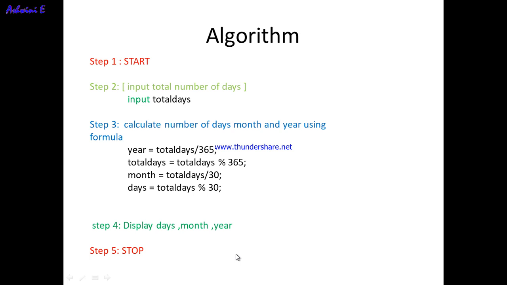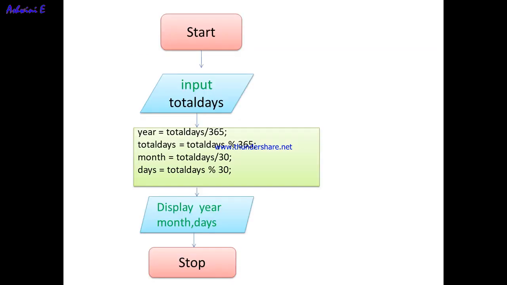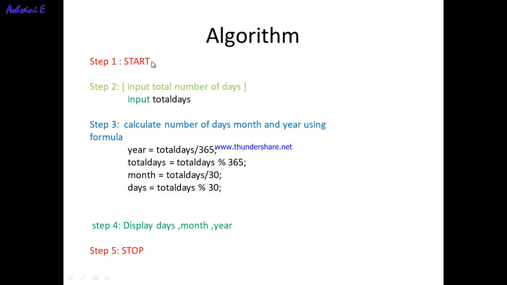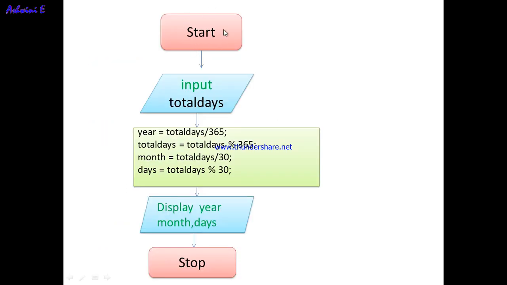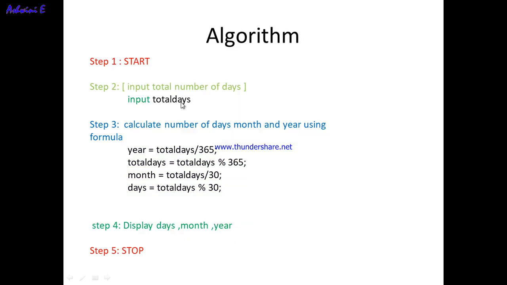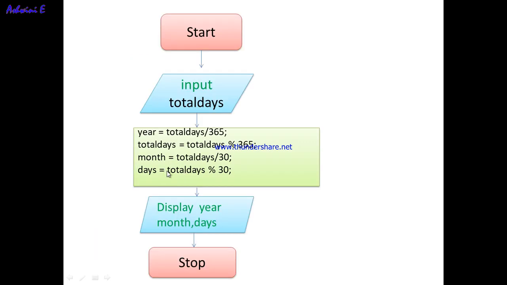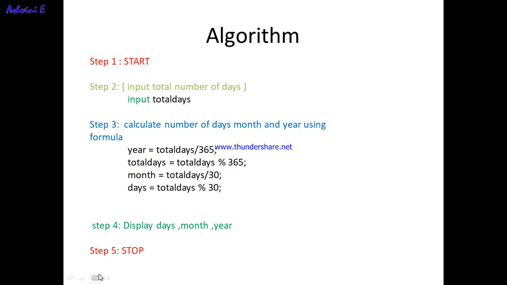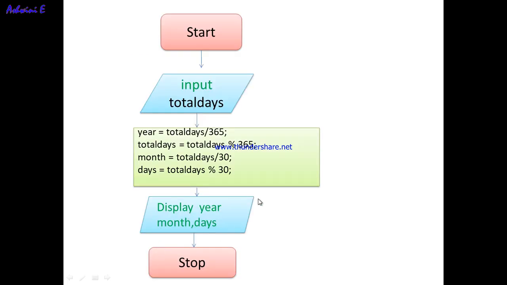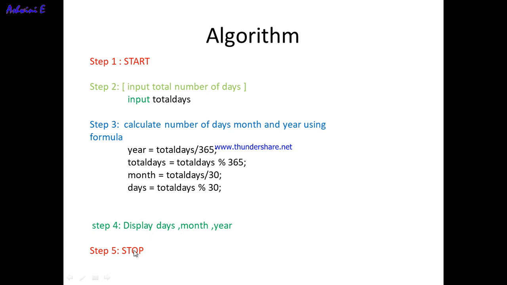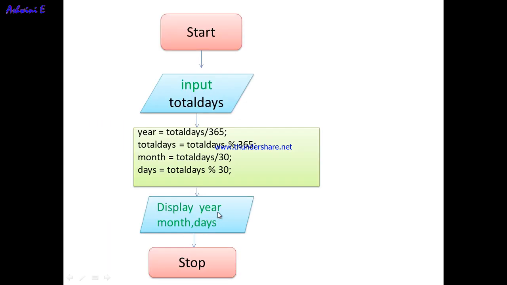So this is the algorithm. Now you need to convert this algorithm into a flowchart. So this is the flowchart. The first step is start. Next, input total number of days. Next is the calculation part: 4 steps that you have entered in the rectangle. Next you display days, month and year. The last step is stop. Here you can give years, months, days also. So this is your flowchart.